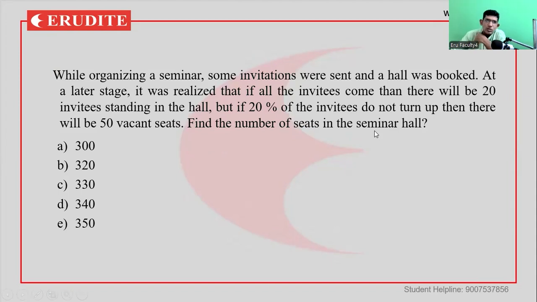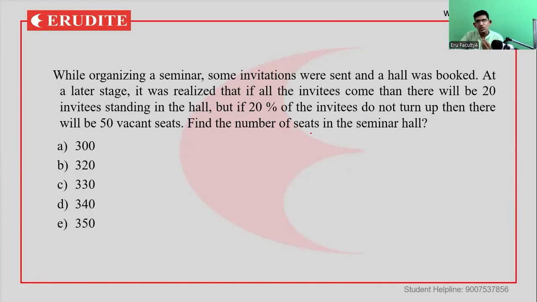So first, the question says, while organizing a seminar, some invitations were sent and a hall was booked. At a later stage, it was realized that if all invitees come, then there will be 20 invitees standing in the hall. But if 20% of invitees do not turn up, then there will be 50 vacant seats. So find the number of seats in the seminar hall.